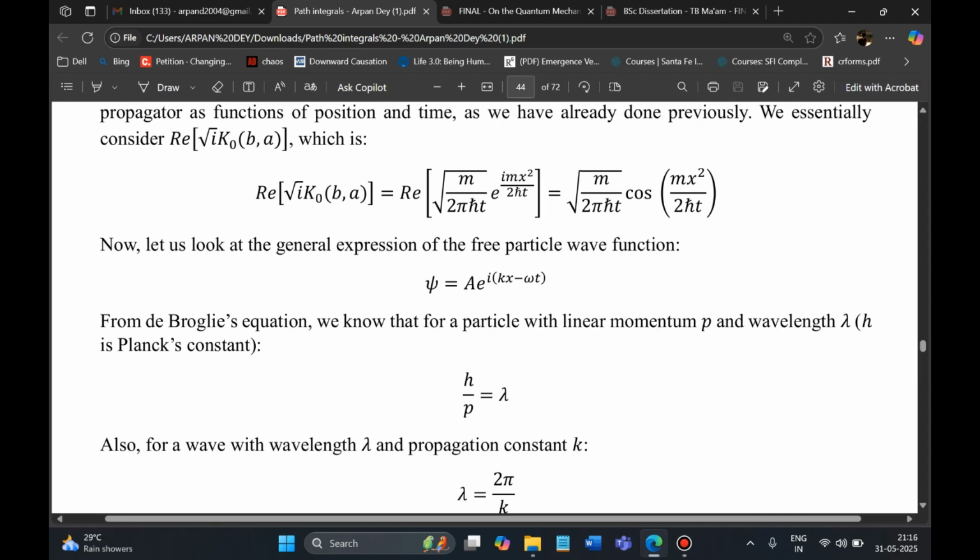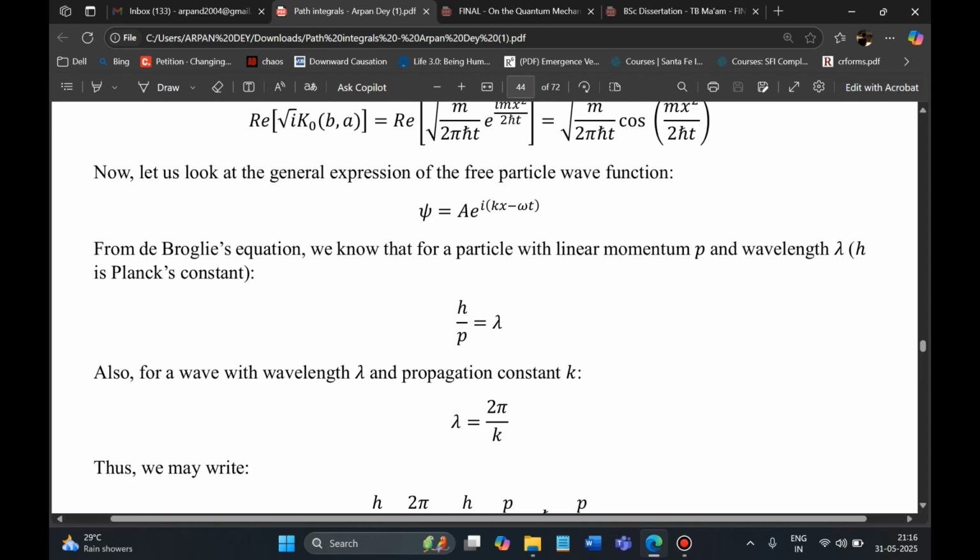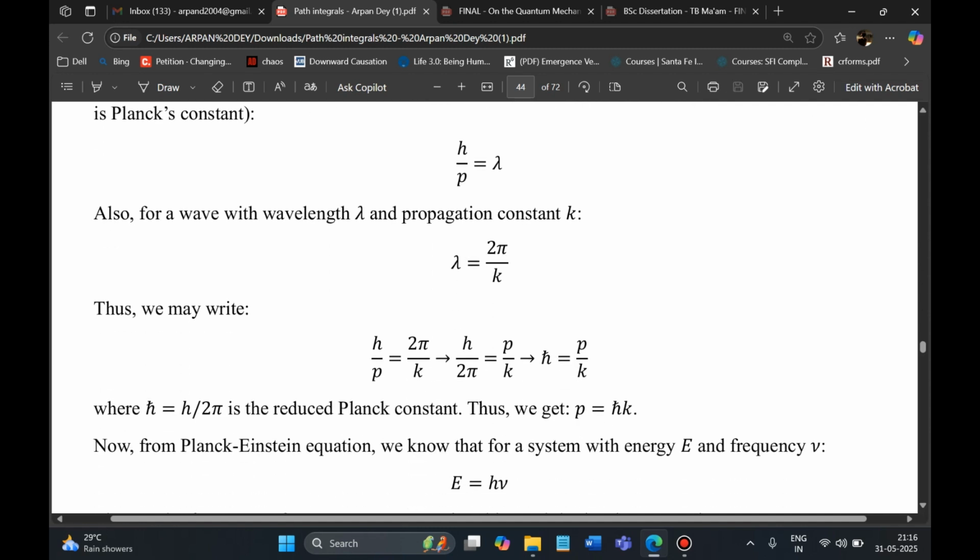Psi is A e to the i(kx minus omega t). Now, using h over p equals lambda, we know that h over p is lambda from de Broglie's relation, and we also know that lambda is 2 pi over k. So we can write that h over p equals 2 pi over k, which means h over 2 pi equals p over k, which means h bar equals p over k.